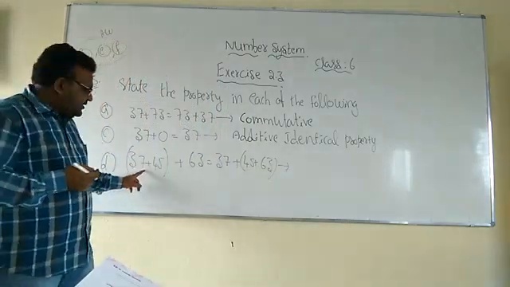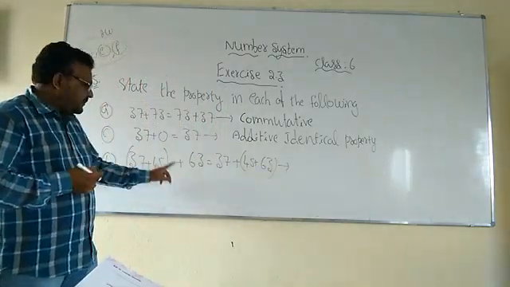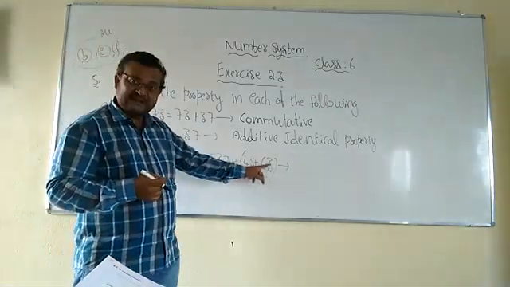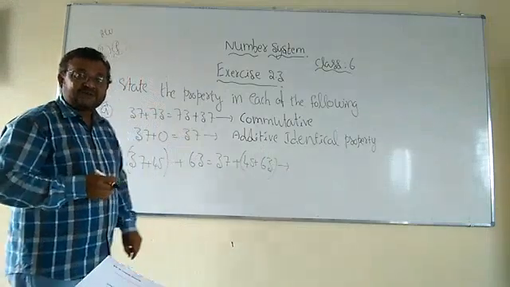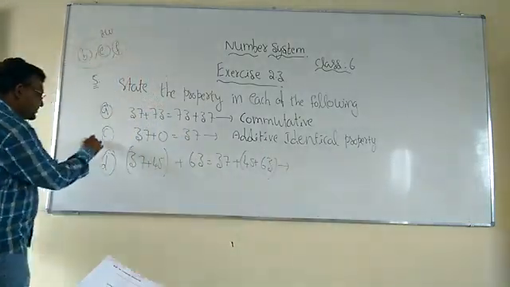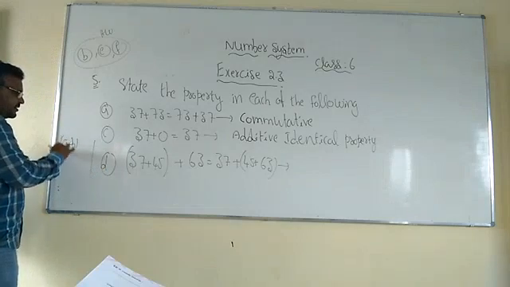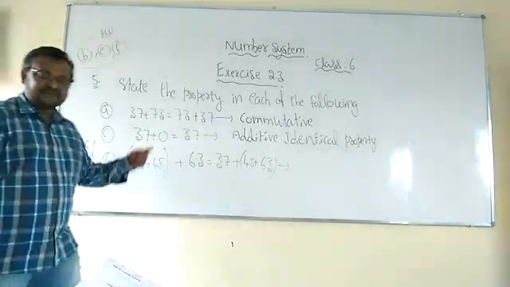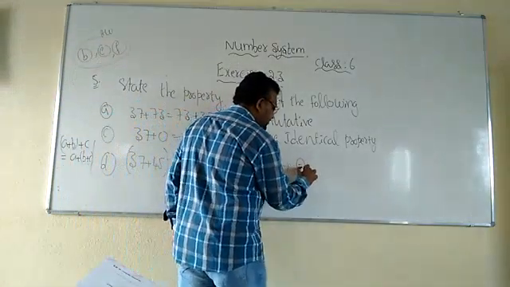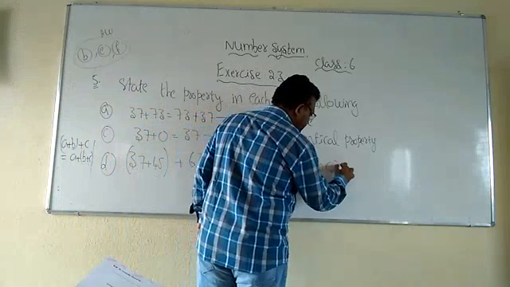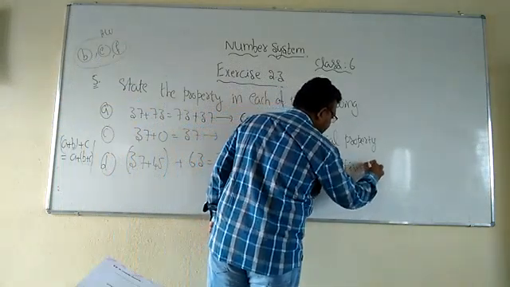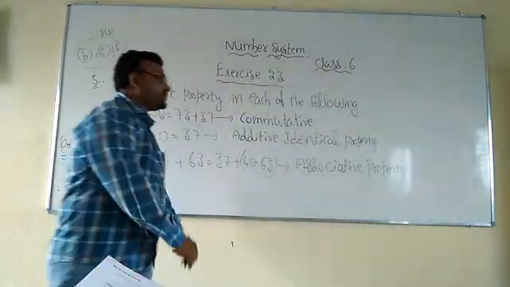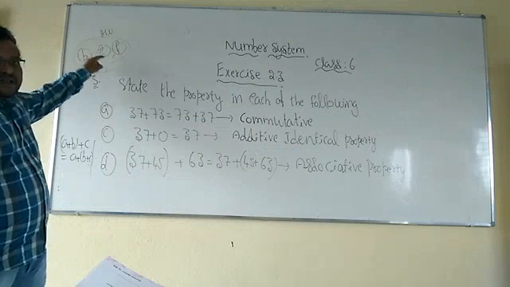Next step. (37 plus 45) plus 63 is equal to 37 plus (45 plus 63). So clearly the associative property, that is (A plus B) plus C is equal to A plus (B plus C). So the name of the property here is associative property.